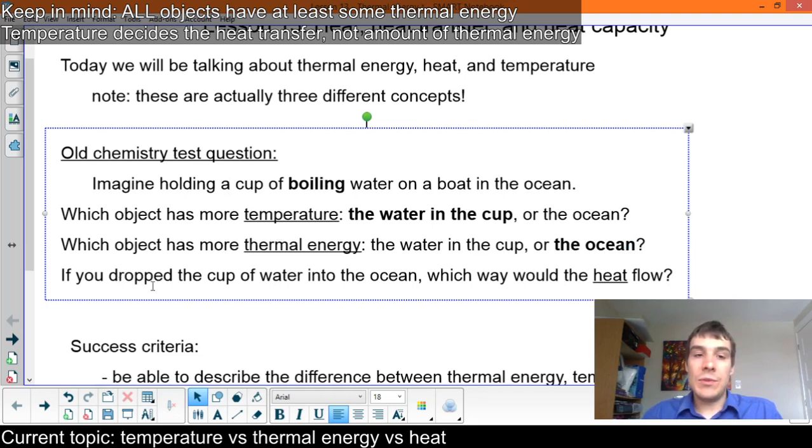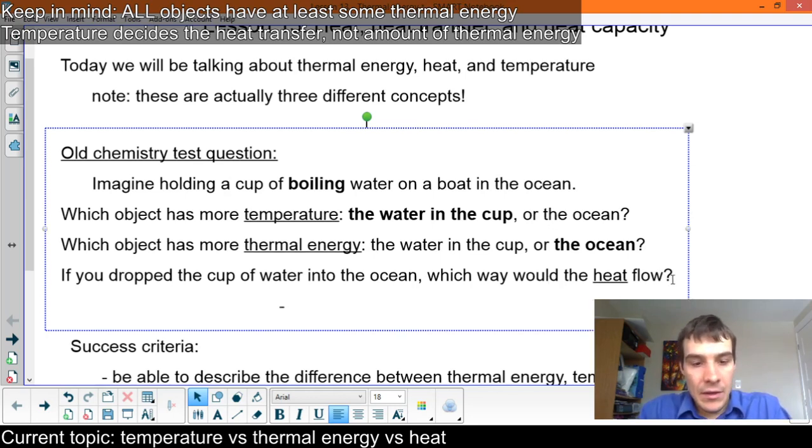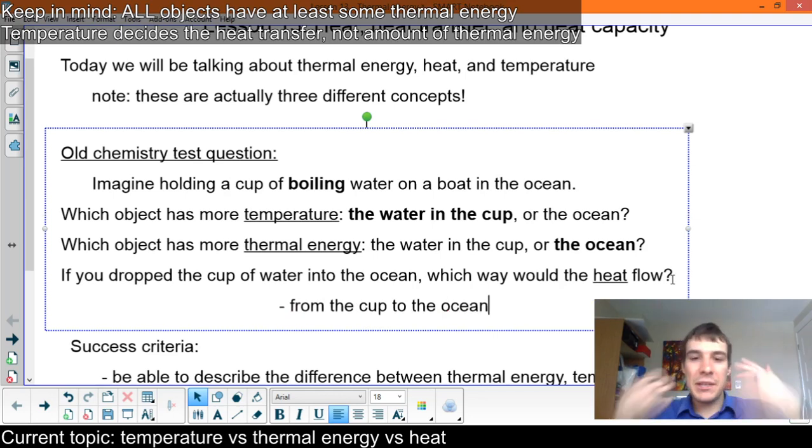Now, if you drop the cup of water into the ocean, which way would the heat flow? Well, we just watched that video of heat flowing. Heat always flows from hot to cold, so from higher temperature to lower temperature. So it would flow from the cup to the ocean. The ocean has billions of times more total thermal energy than this cup, and yet the heat flows into the ocean, into the thing with more thermal energy, because it's a temperature difference. So heat follows temperature differences.